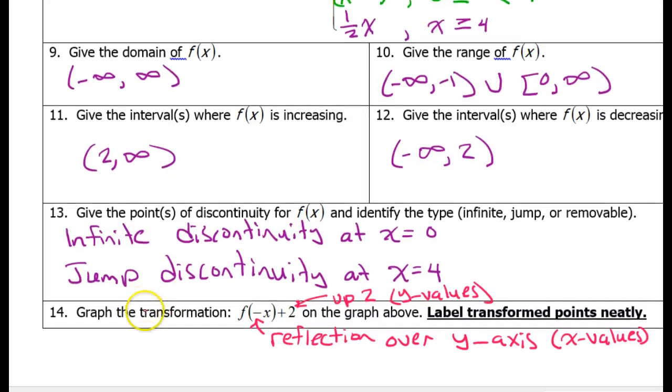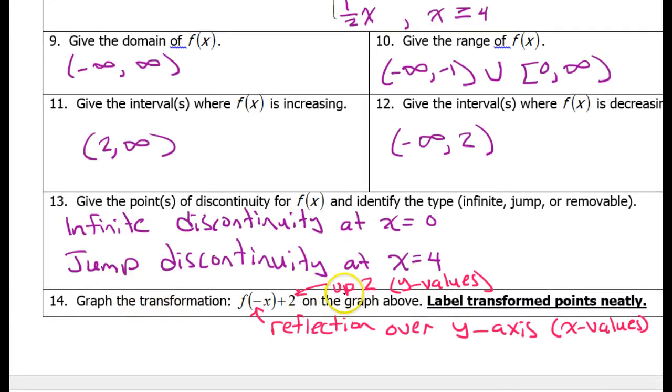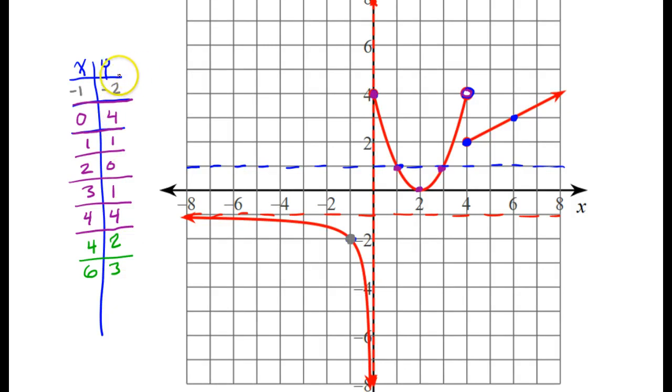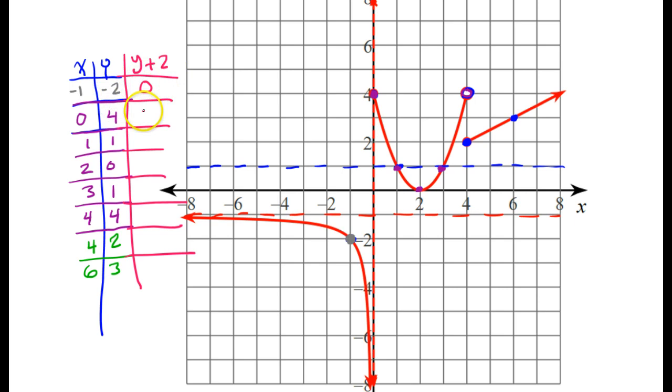As I said before, the shift of up 2 is going to affect my y values. So I'm going to make a new y column, and because I'm shifting everything up 2, I'll make the new y column by doing y plus 2. So my new y values will be 0, 6, 3, 2, 3, 6, 4, 5. So these are my new y values.